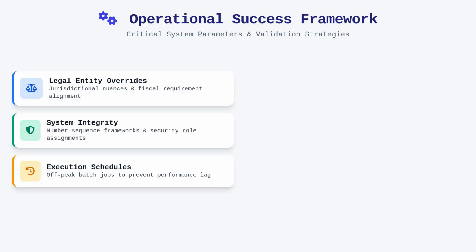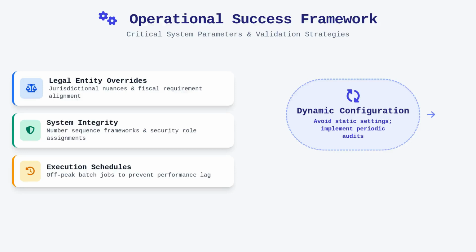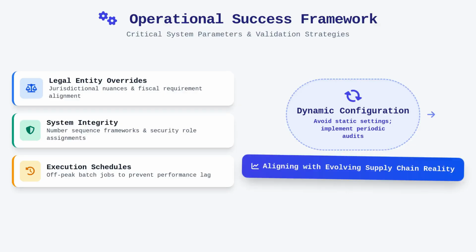Furthermore, the reliance on batch job execution schedules cannot be overstated. Since demand forecasting is computationally intensive, these jobs must be architected to run during off-peak hours to prevent performance degradation within the transactional environment. You should treat these parameters not as static settings, but as dynamic configurations that require periodic audits to ensure they still reflect the evolving reality of your supply chain.